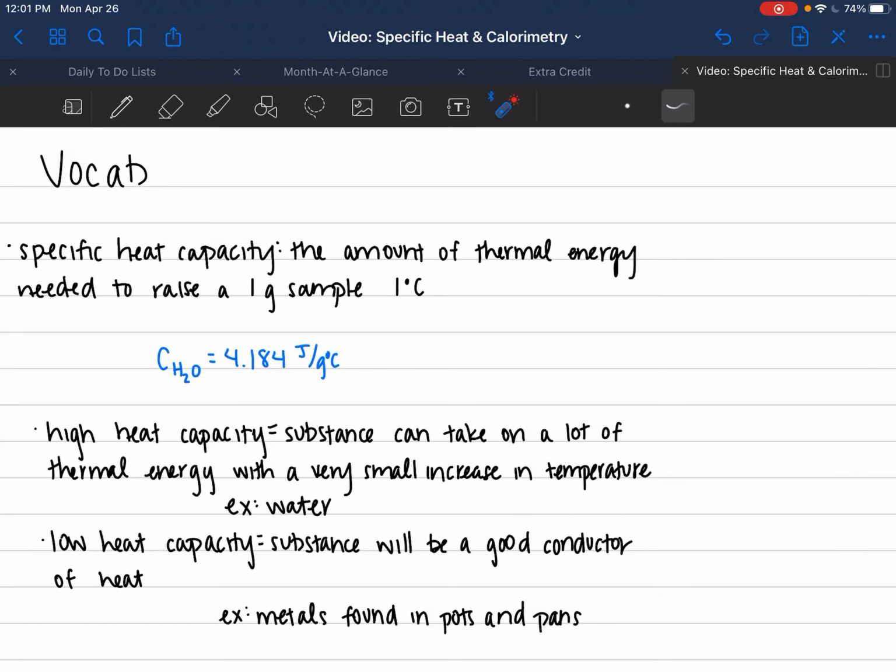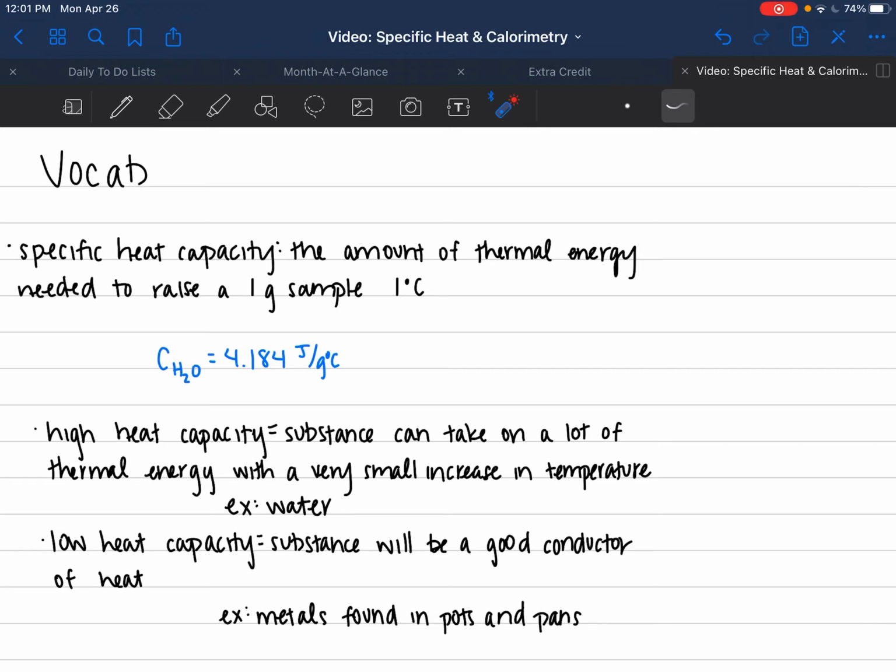Welcome back. Today we're going to be talking about some new concepts, but before we get too deep into those, I wanted to go through some vocabulary and just introductory ideas. So first thing, specific heat capacity. You'll sometimes also see specific heat.